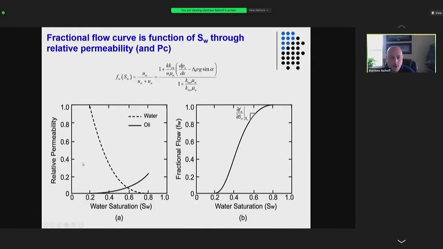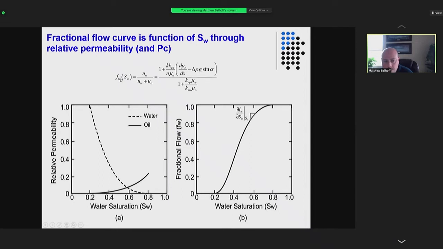Okay, so what does fractional flow look like? Well, on the left over here is the relative permeability curve. And it's the same one we showed over there, although there's a typo in the legend. It should be oil and water. But these are the relative permeability curves. And they are functions of saturation.